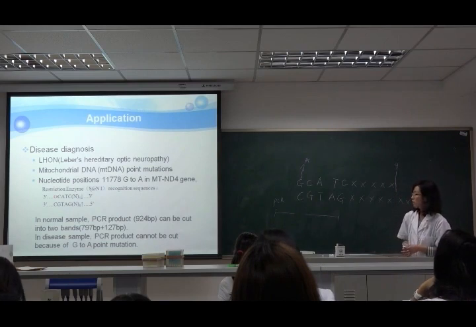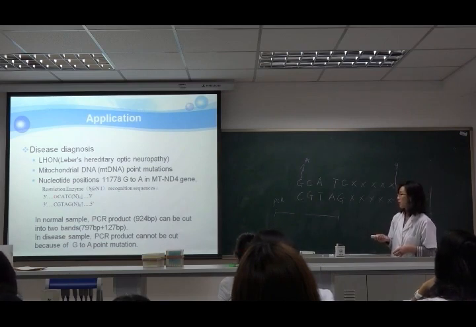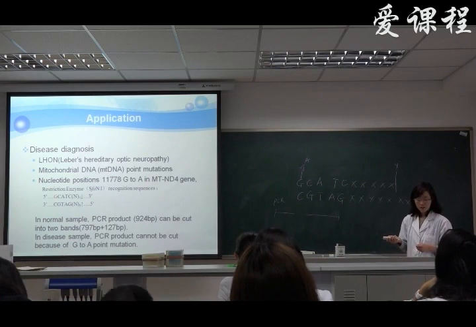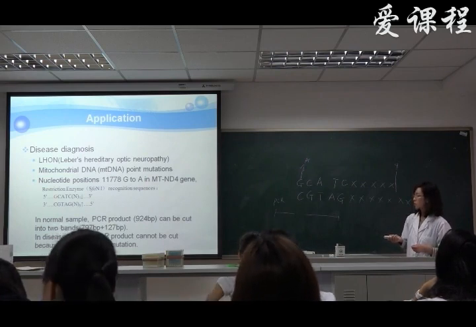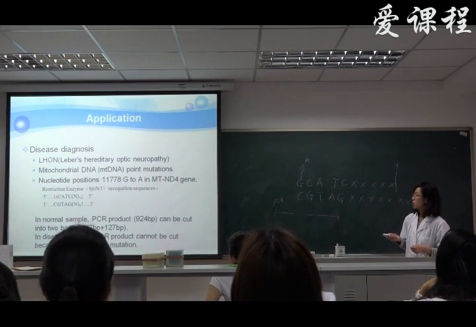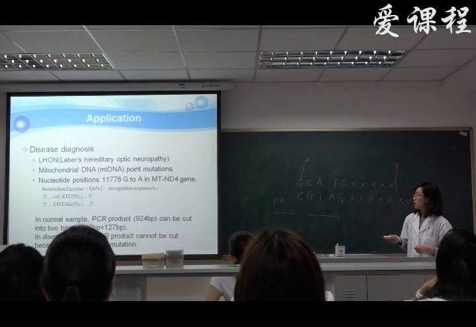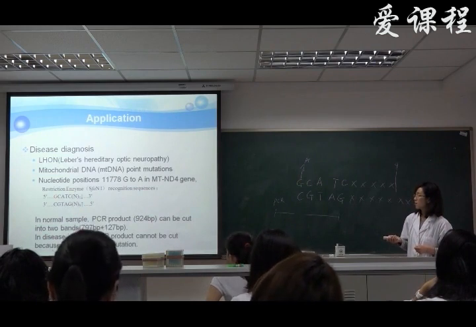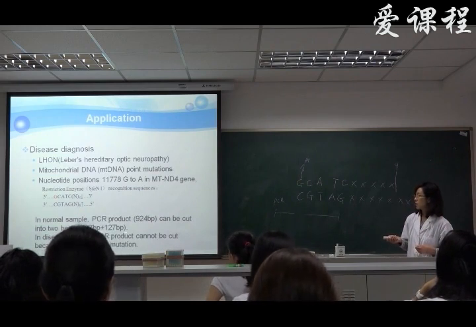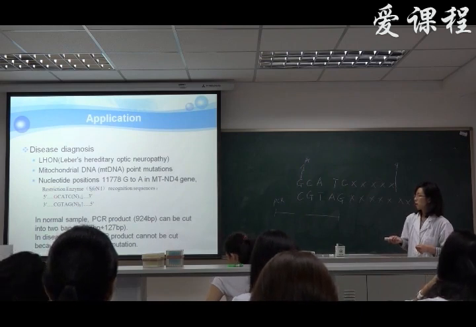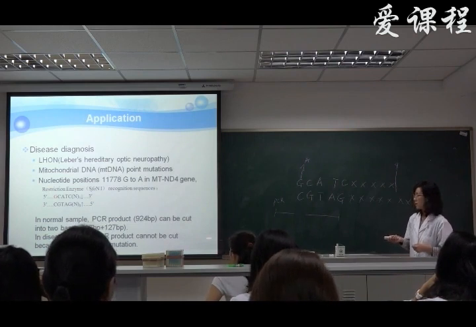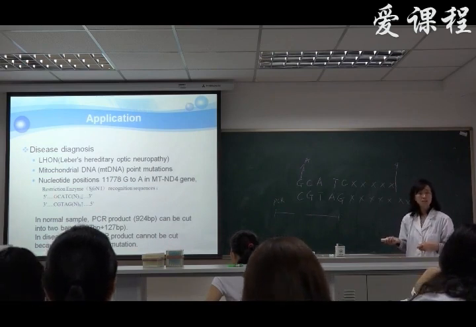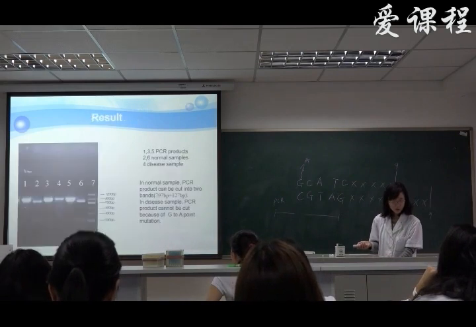Last week we did the PCR, and the PCR product is 924 bp. So in normal samples, that means without the mutation and without the LHON disease, the PCR product can be cut into two bands. One is 797 bp and another is 127 bp. However, in the disease sample, the PCR product cannot be cut because of the G to A point mutation. Understand here?